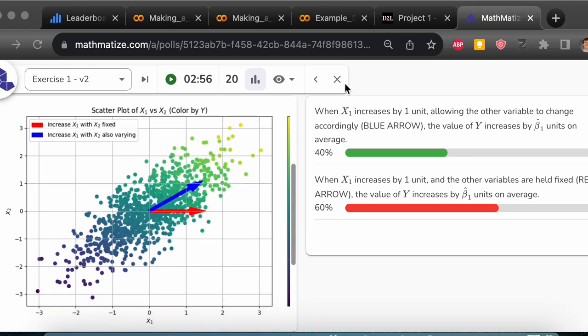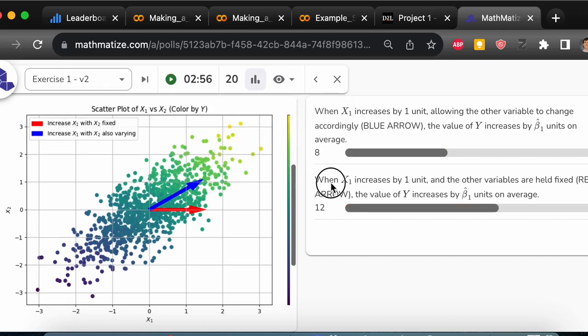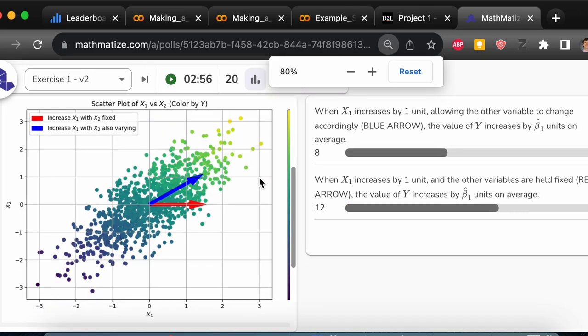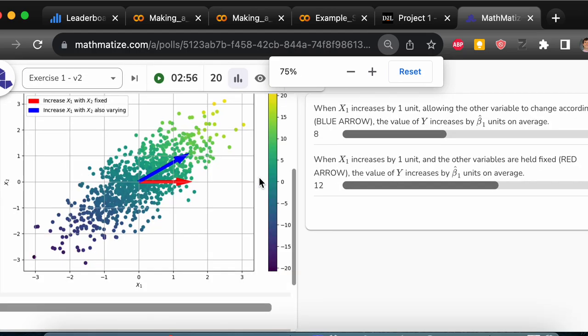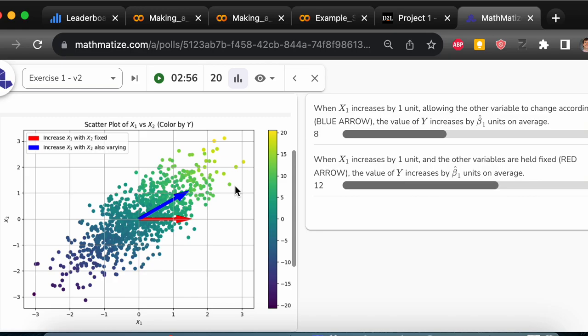So, can I hide the results so I get a little bit more real estate back? Maybe if I zoom out. Zoom in. No? Okay, well, zoom out. So, in this plot, there's actually three variables, right? There's x1, x2, and y. There's x1 and x2, but y is the color of the points.